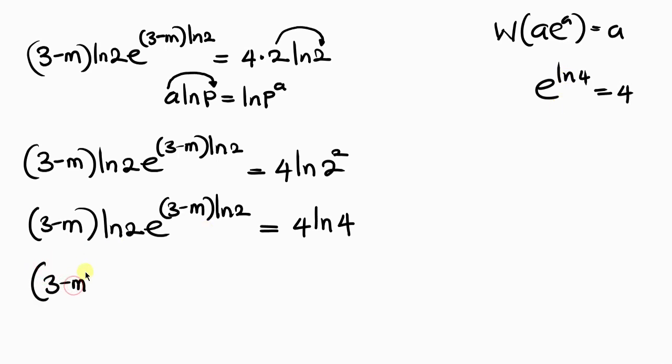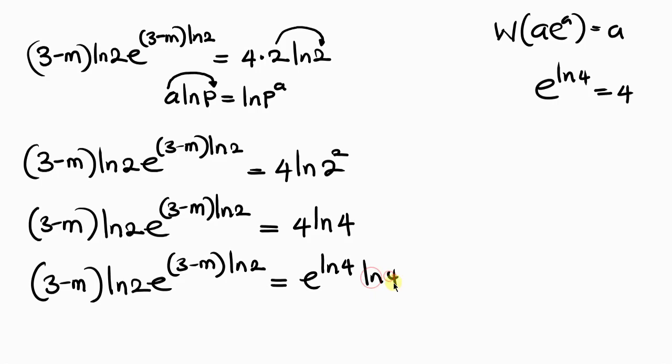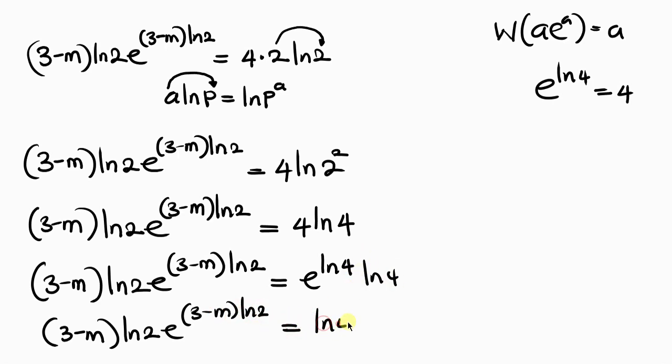So we have 3 minus m times ln 2 times e to the 3 minus m times ln 2 to be equal to, in place of this, I write e to the ln 4 times ln 4. Well, I've already got this, but let me rearrange so that we see what we're talking about. So this is 3 minus m times ln 2 times e to the 3 minus m times ln 2 equal to, I write this first, ln 4 times e to the ln 4. That is it.